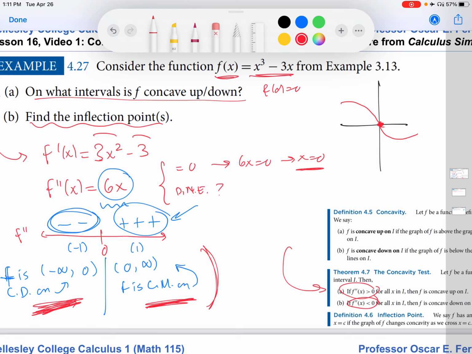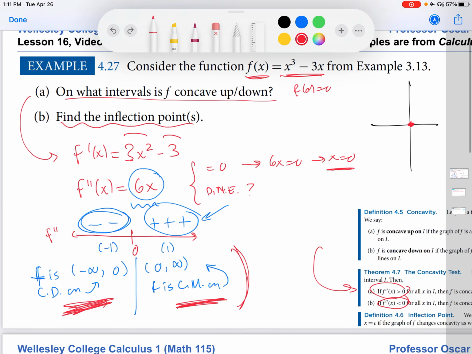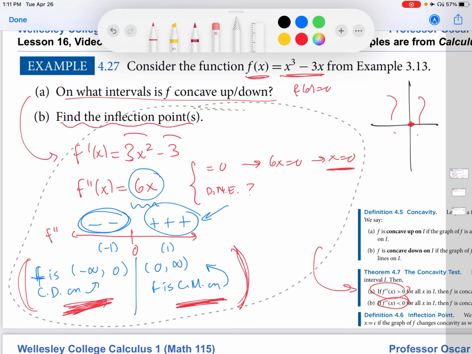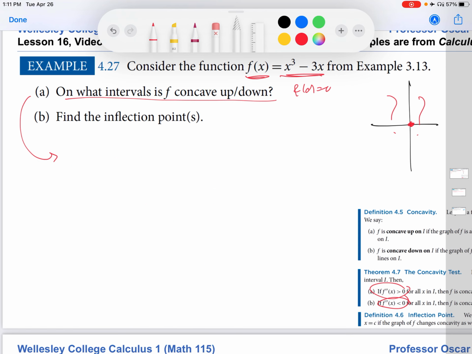So I don't know the details. The point of this question was not to graph the function. But the point of what I just did was to show you how information about the concavity, which we do now have, gives you some information about what the graph starts to look like. Okay, so let's move on to part B and talk about the inflection points.